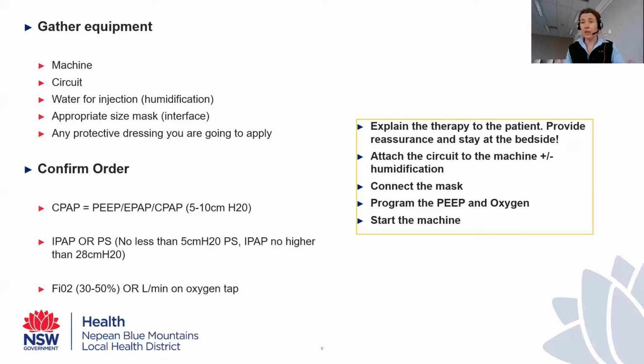Again, we can do more than this, but you can't just keep blowing the lungs up and up and up. High pressures have an effect on the lungs and it can become dangerous. That patient, again, probably needs closer observation and monitoring, either in a high dependency or an intensive care unit. Once you've got all your equipment, you've set it up, you've programmed the machine, you're happy with your order, you need to explain the therapy to the patient before you apply it.